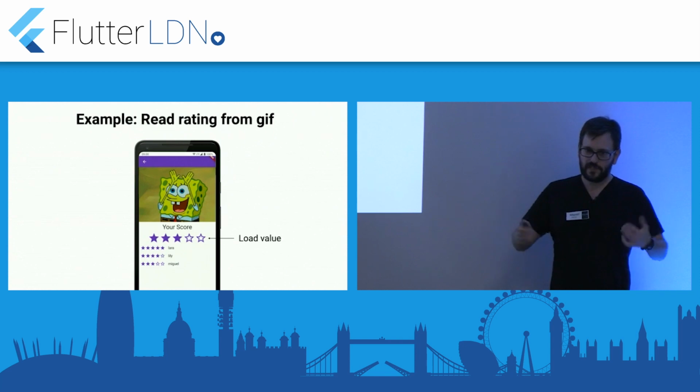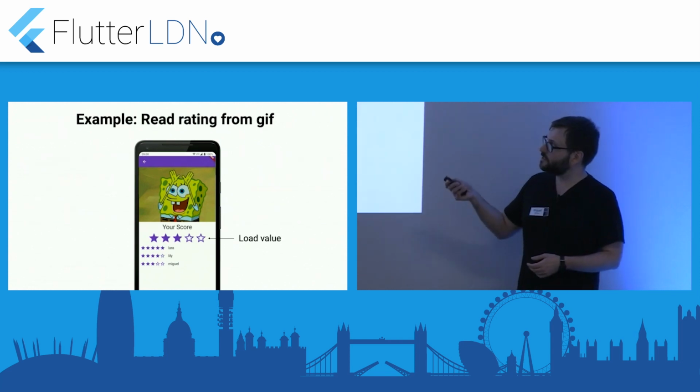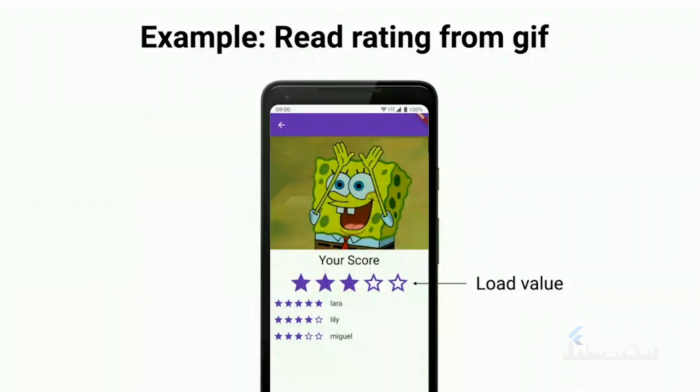Let's see an example of this. So you saw the app before. And what I want to do is, when I open this screen here, I want to load the first value that I had stored before on the database for my score.